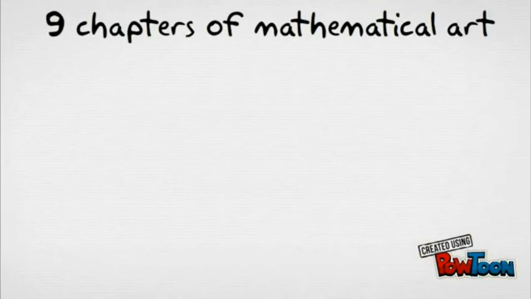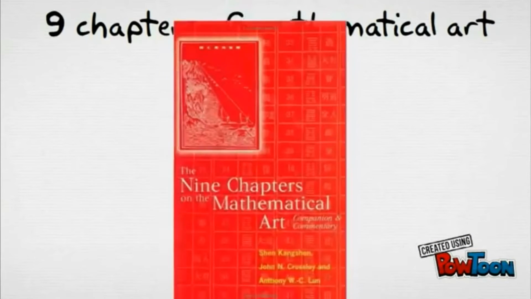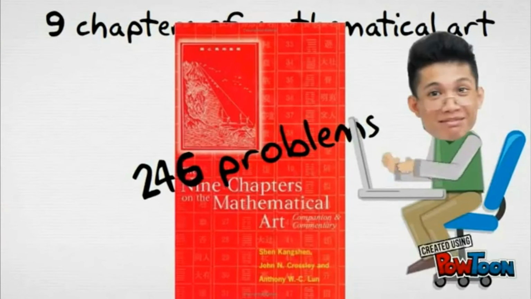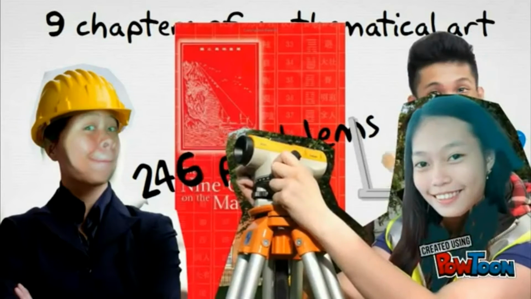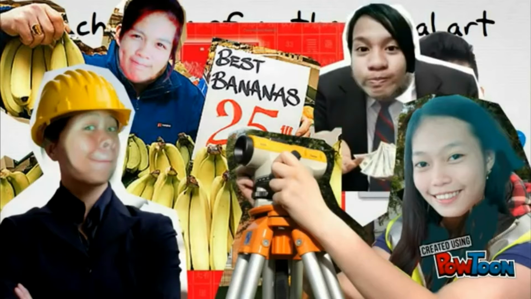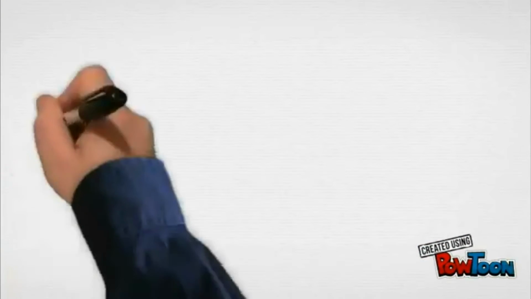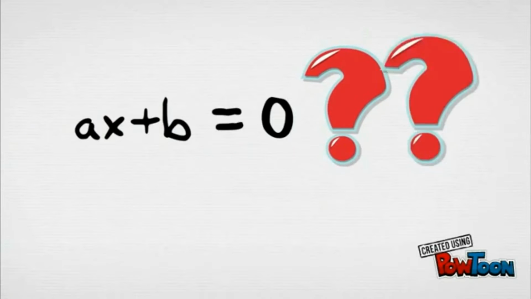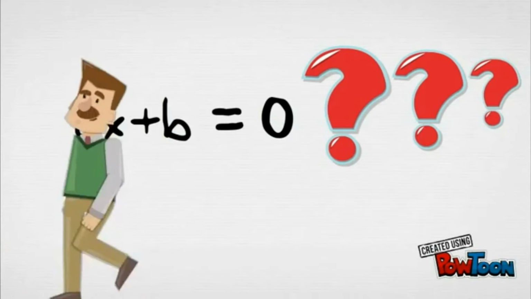The 9 chapters on the mathematical art is a practical handbook of mathematics consisting of 246 problems intended to provide methods to be used to solve everyday problems of engineering, surveying, trade, and taxation. The simple equation of ax plus b equals 0 is an ancient question worked on by people from all walks of life.